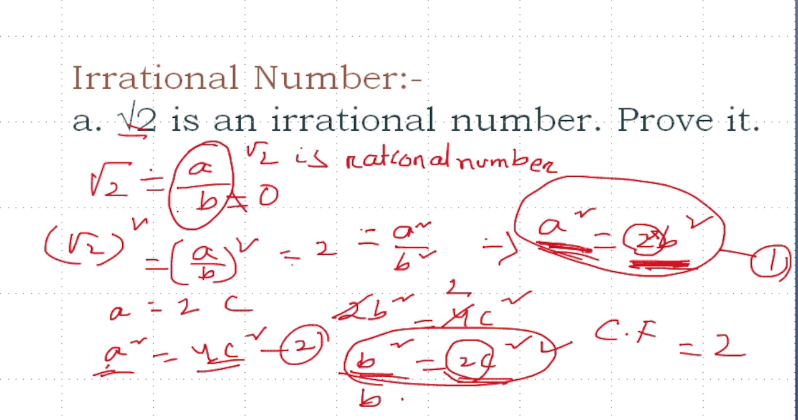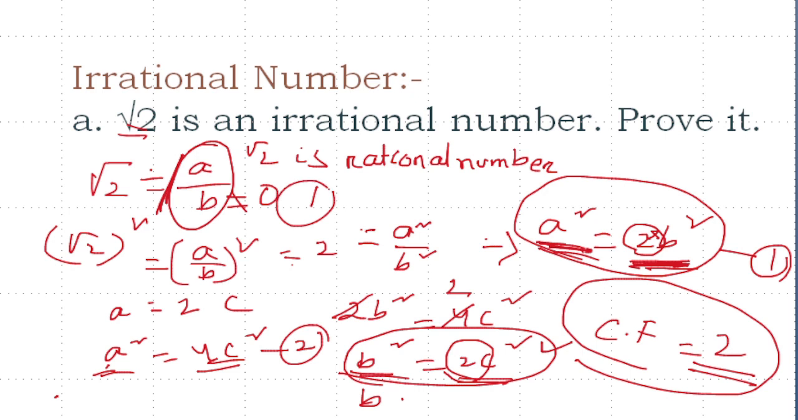Okay, so see here, when we took both the sides, we got a square and b square both having common factor 2, but a by b has common factor 1. That means a by b is not at all a rational number. It is totally an irrational number because it violated our rule. So a by b is not a rational number.